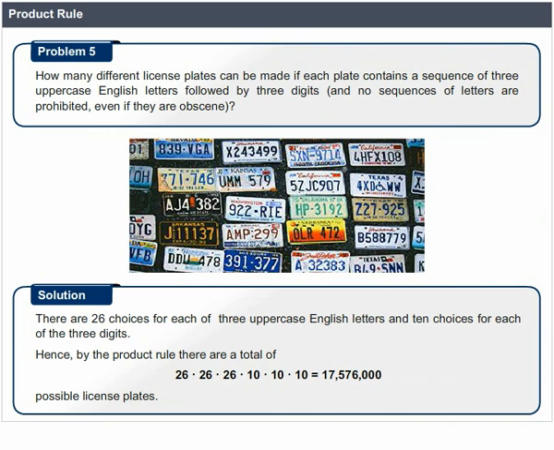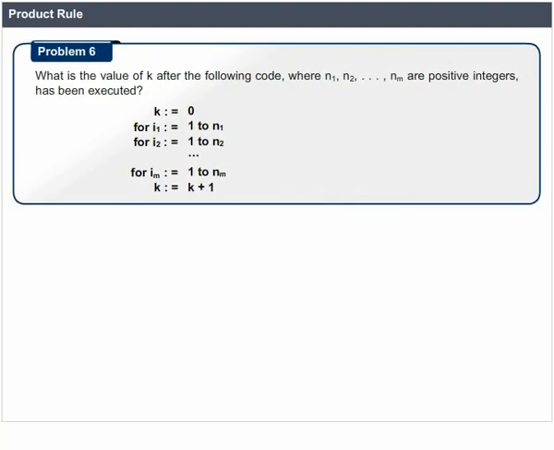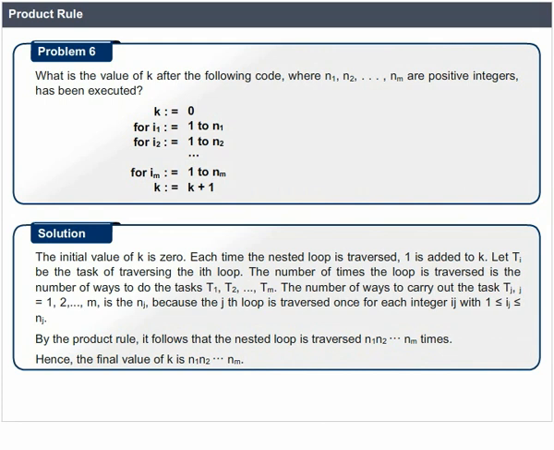17,576,000 possible license plates. What is the value of k after the following code, where n1, n2, etc. to nm are positive integers, has been executed? k equals 0; for i1 equals 1 to n1, for i2 equals 1 to n2, etc., for im equals 1 to nm, k equals k plus 1. Solution. The initial value of k is 0.